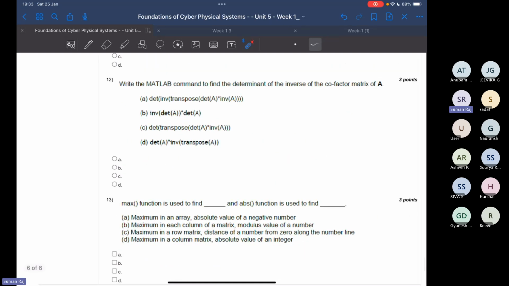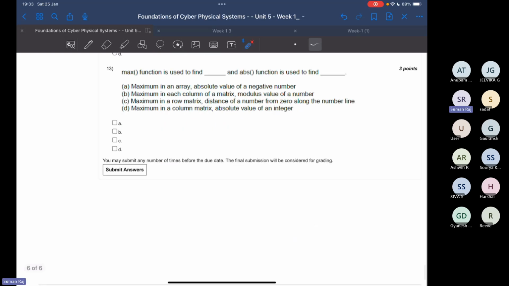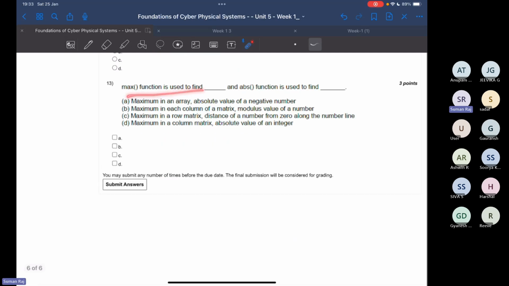The next question says, what is the command to find the determinant of the inverse of the cofactor of A? So again, you should check that it is going from right to left, everything that it has said. Okay. Max function is used to find what and ABS is used to find what? So this is also fine.